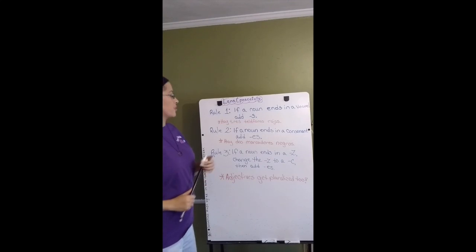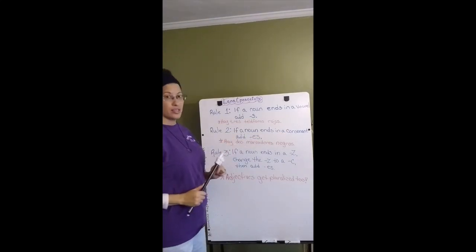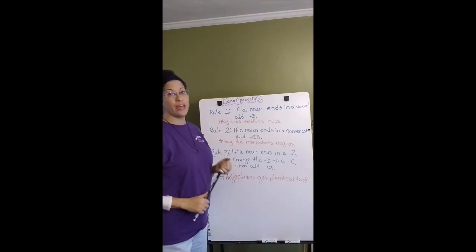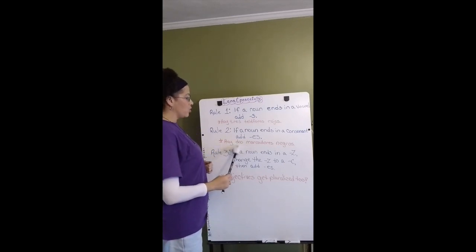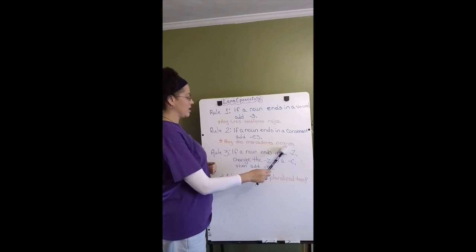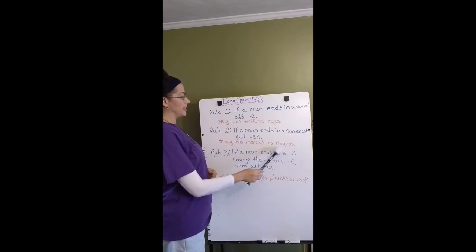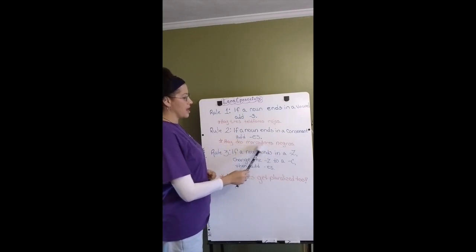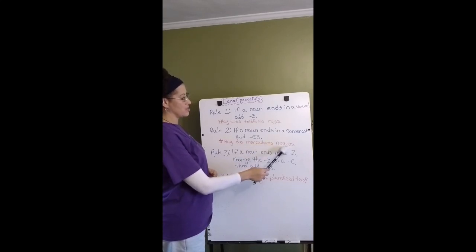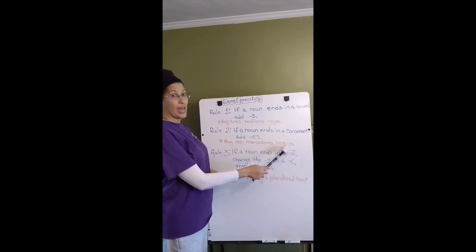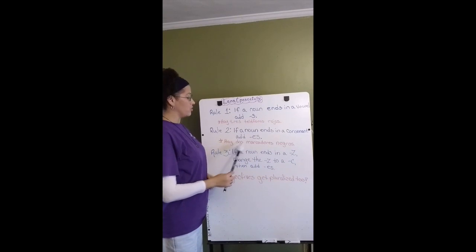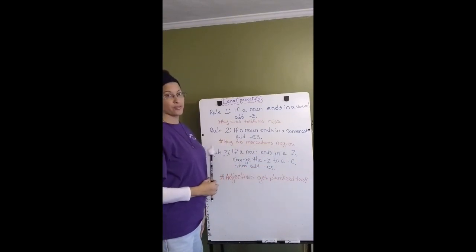So the second rule, remember, is that if a noun ends in a consonant, you add ES. Remember, we made the word marcador plural. So here's your sentence. Hay 2 marcadores negros. There are 2 black markers. Marcador is the noun here, and negros is the adjective. Since marcador was made plural, then negro has to be made plural as well. Hay 2 marcadores negros.